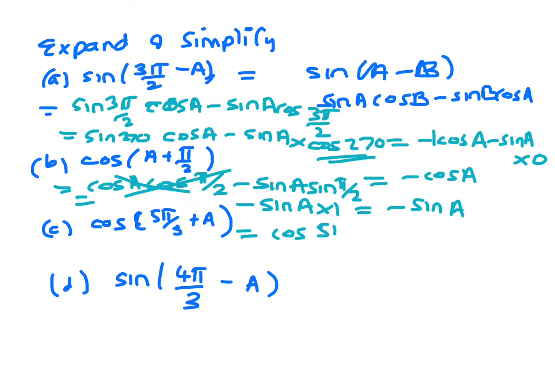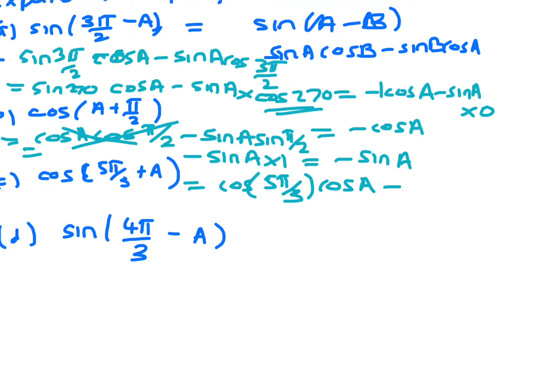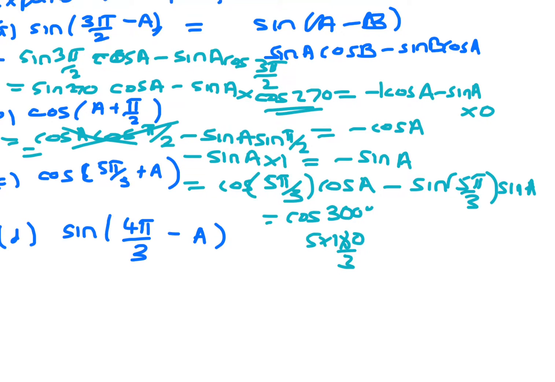Okay, this is cos, so it's cos 5 pi on 3, cos A. Cos is a different sign. Sine 5 pi on 3, sine A, which is cos of 300 when you put 5 times 180 on 3. Okay, cos A minus sine of 300 sine A.